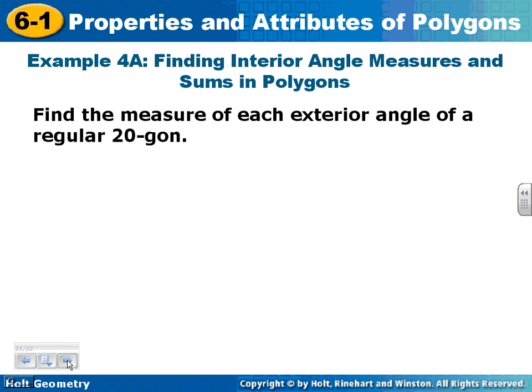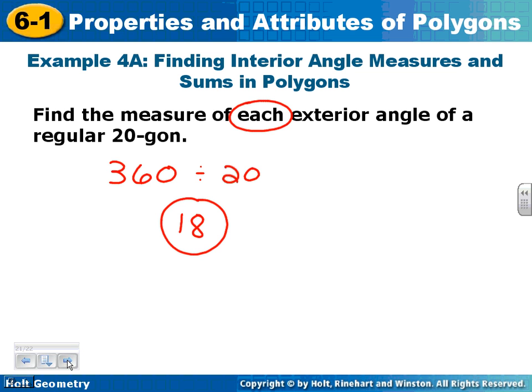Question. Find the measure of each exterior angle of a regular 20-gon. Well, the total of all 20 angles in the exterior is 360. Each one, I would divide by 20 to find each one. So 360 divided by 20 is 18. Because now I've switched gears. I did talk about interior angles first, now exterior.